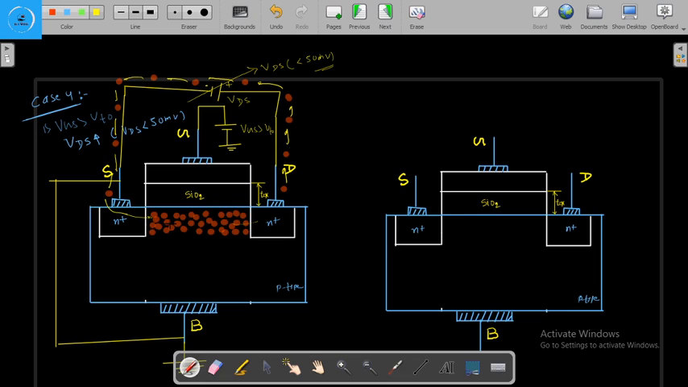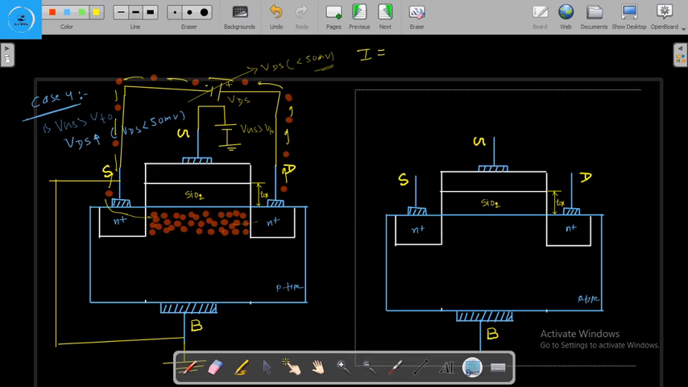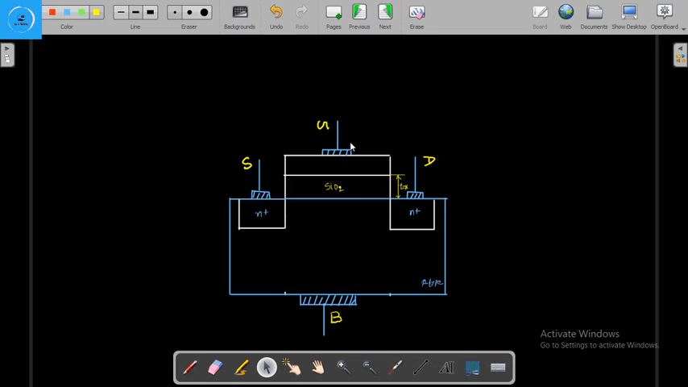So what we can say here is that when we are increasing the VDS by a small amount, the channel is uniform here. First thing to know, the channel is uniform, and two things happen here. The first one: we know the current I, what will be the value of the current? Let me copy this in the next page.